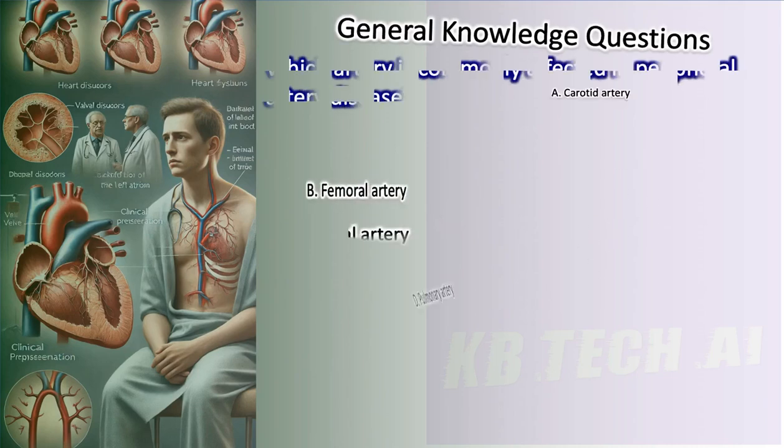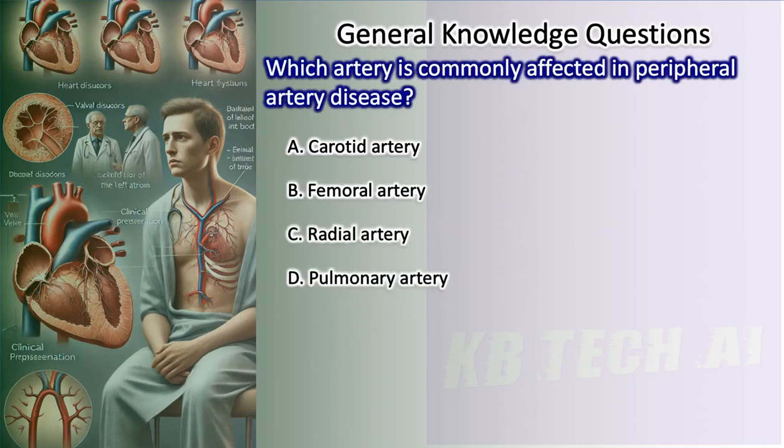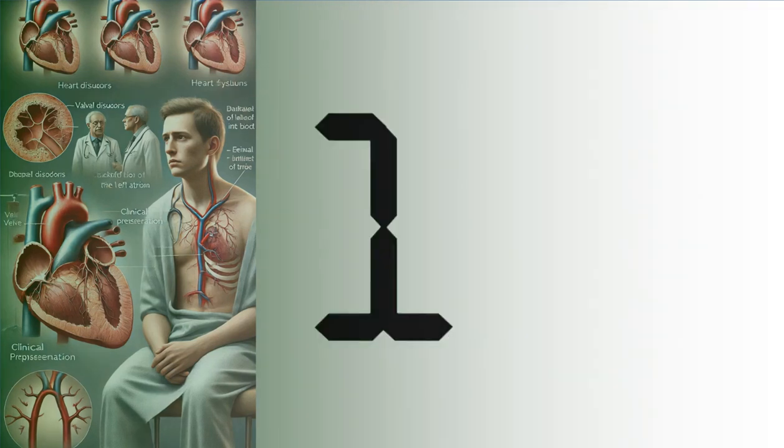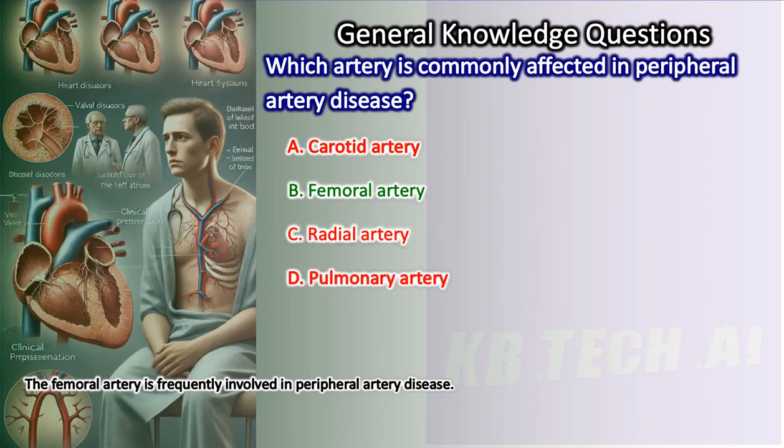Anticoagulation. Which artery is commonly affected in peripheral artery disease? Option 1. Carotid artery. Option 2. Femoral artery. Option 3. Radial artery. Option 4. Pulmonary artery. The answer is option 2.